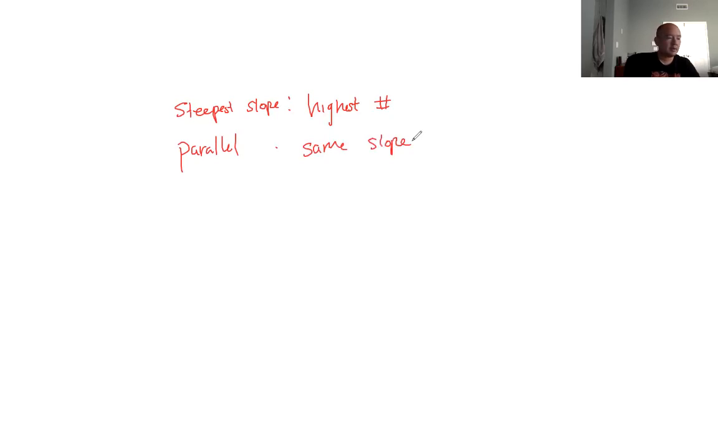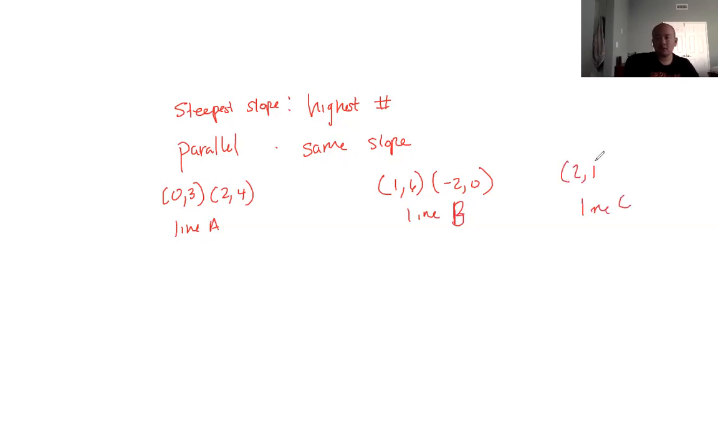Okay? All right. So let's say we have the points 0, 3 and 2, 4. This is line A. Okay? And line B is 1, 6 and -2, 0. And line C is 2, 1 and 4, 2.